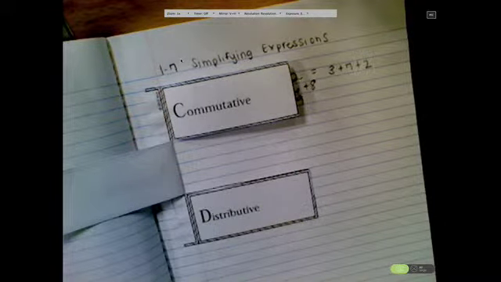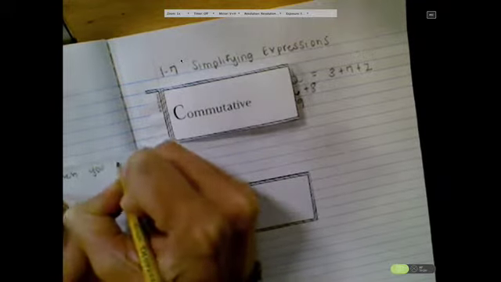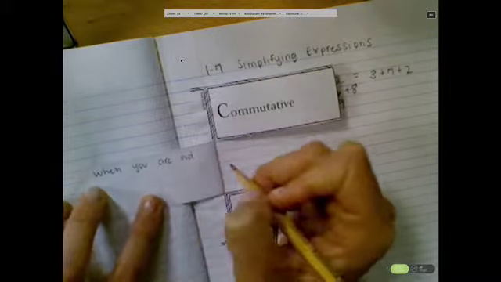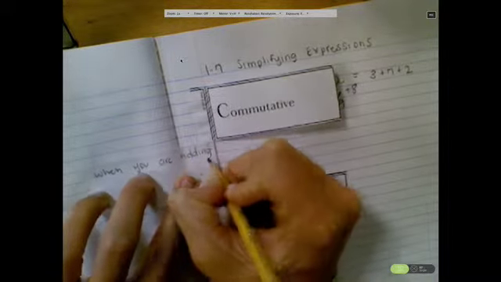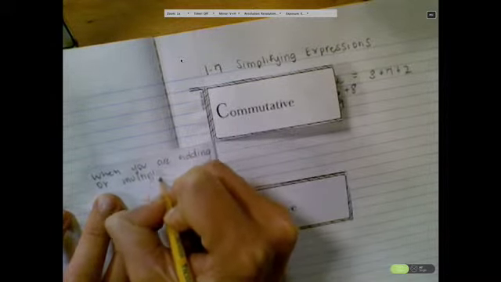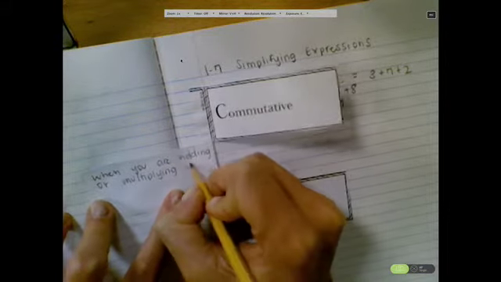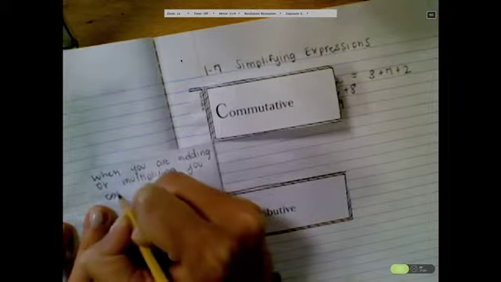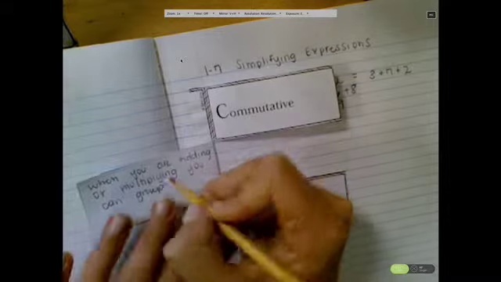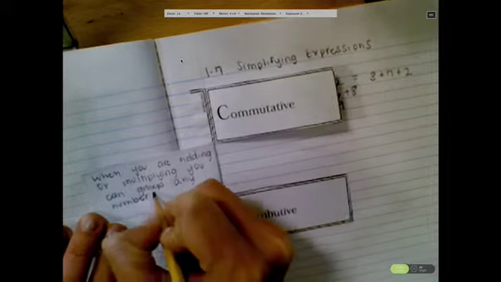The associative property says that when you are adding or multiplying, you can group any numbers together.